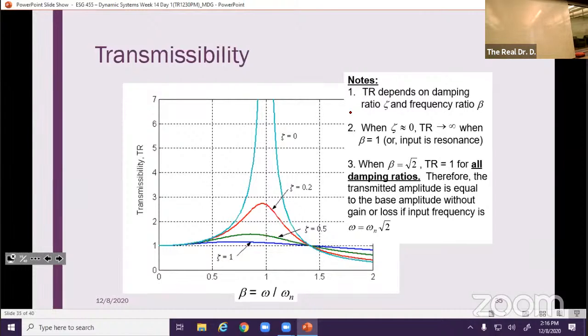The cyan one is zeta is equal to 0. The red one, zeta is 0.2. The green one is zeta is 0.5. And the blue one is zeta equal to 1. Okay? So the first thing you probably notice is that we get large spikes right before beta is equal to 1, right, for most cases. So we get these big peaks.